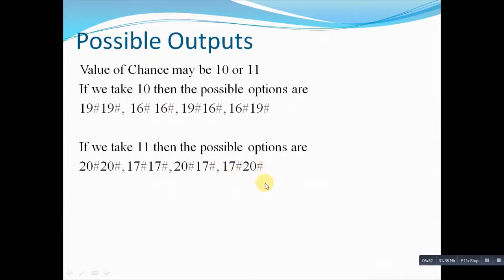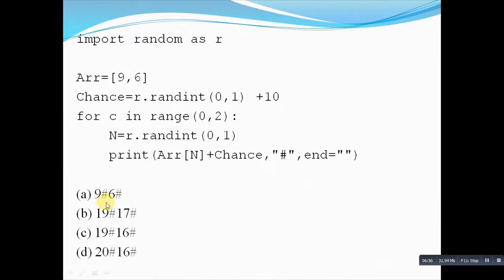Now getting into the options given in the question. You can see the option here, that is 9 hash and 6 hash. Do you think that this is a possible output? The answer is no, this is not a possible output here. Then the second one comes here.